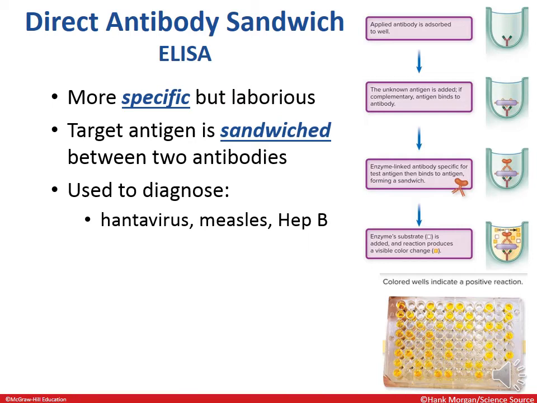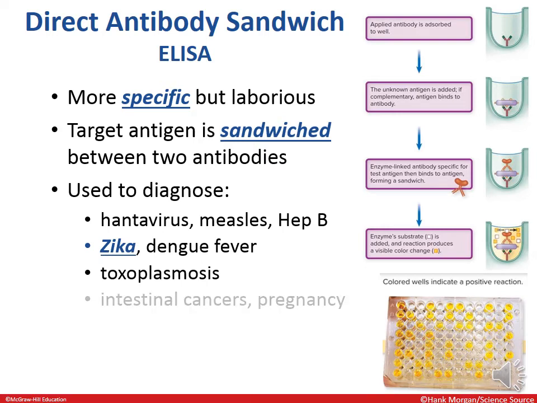So this is how we diagnose things like hantavirus, the measles virus, Hep B, Zika virus. When they were having the outbreaks, they developed one of these tests for Zika. Dengue fever, toxoplasmosis can also be diagnosed this way. But this test is actually much more diverse. They're using it for certain kinds of cancers, especially intestinal colon cancer, and certain pregnancy tests. The more sensitive ones actually are this type of test as opposed to that lateral flow test that we talked about earlier.